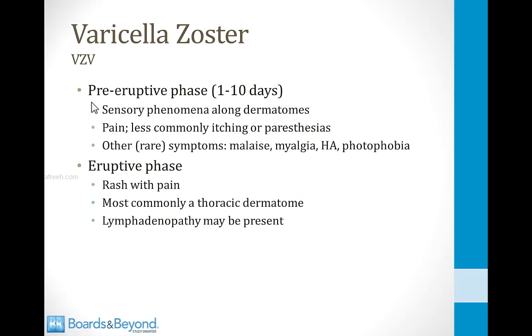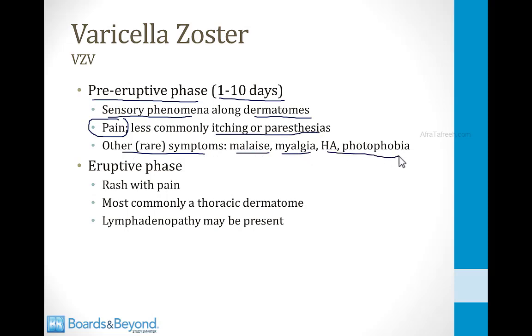Varicella zoster has an interesting clinical presentation. Prior to development of the rash, most people enter what's called the pre-eruptive phase, which can last up to 10 days. During this phase, there is no rash, but patients have sensory phenomena along the dermatomes that are infected. Usually it's pain, but less commonly it's other sensory symptoms like itching or paresthesias. Sometimes they additionally have other rare symptoms like malaise, myalgia, headache and photophobia, but importantly there is no rash. This is often mistaken for a muscle injury or some other disorder, and then the rash develops and it becomes obvious that it's a zoster infection.